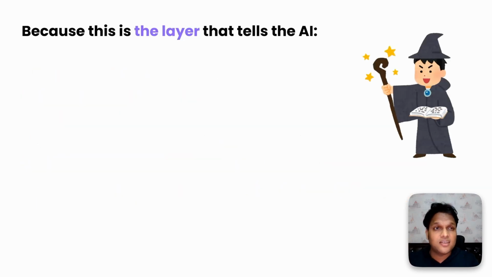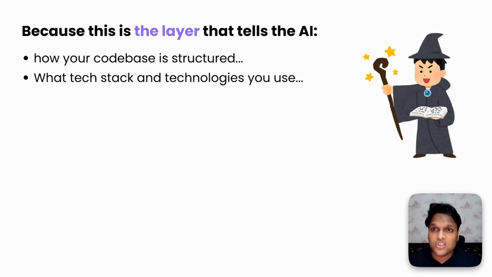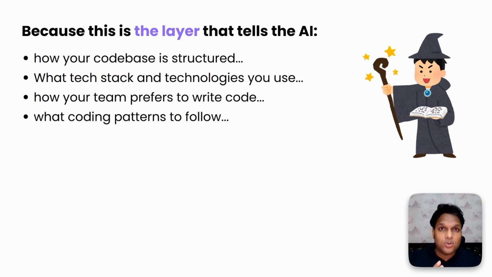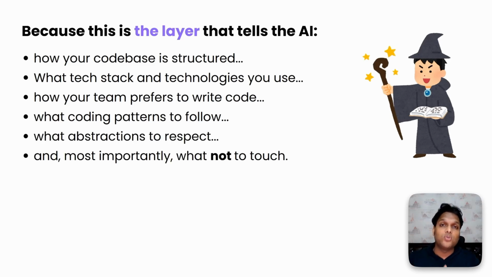Because this is the layer that tells the AI how your code base is structured. You have all of this context, all this data, right? But there needs to be a common layer, some context files which can tell AI how your code base is structured, what tech stack and technologies you use, your personal preferences, how your team prefers to write code, the exact structure, what coding patterns to follow, because it varies from team to team, what abstractions to respect, and most importantly, what not to touch.